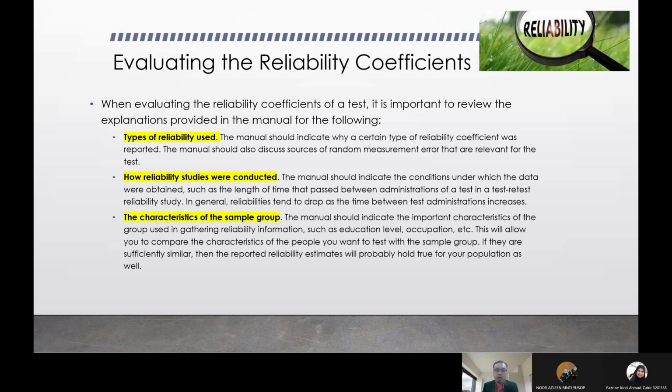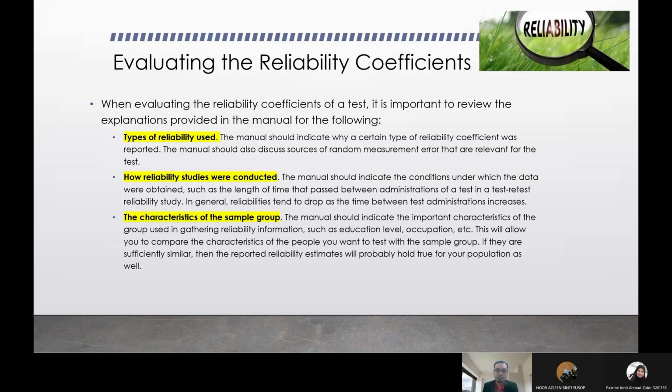The next one is how reliability studies were conducted. The manual should indicate the condition under which the data were obtained, such as the length of time that passed between administration of a test in a test-retest reliability study. In general, reliabilities tend to drop as the time between test administration increases. This part has been explained by Madam Azleen just now.